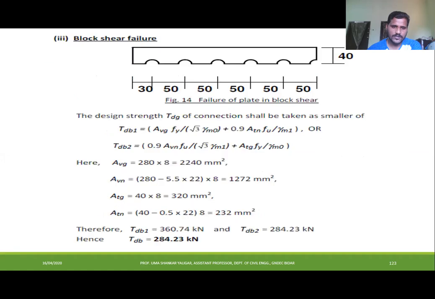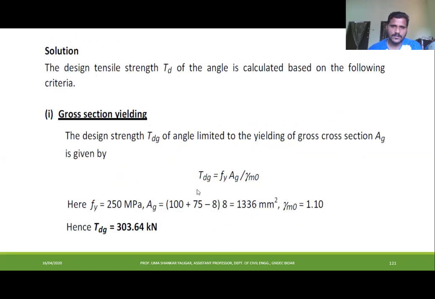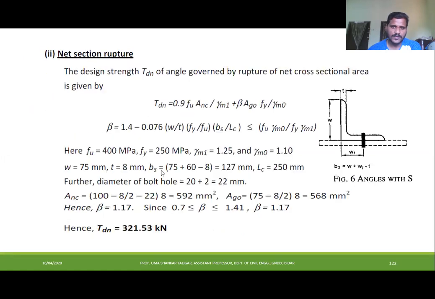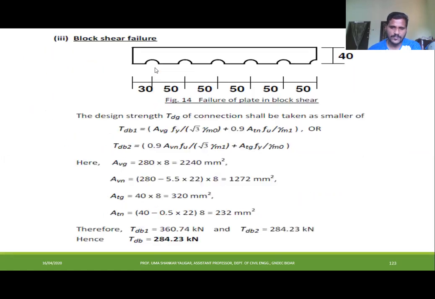Next, we need to go for the third failure, that is the block shear failure. I told that whenever the angle section is there, the failure will start from here, it will go like this, and then the failure will go like this. We have taken that cut diagram there, and you can see the same cut diagram here.